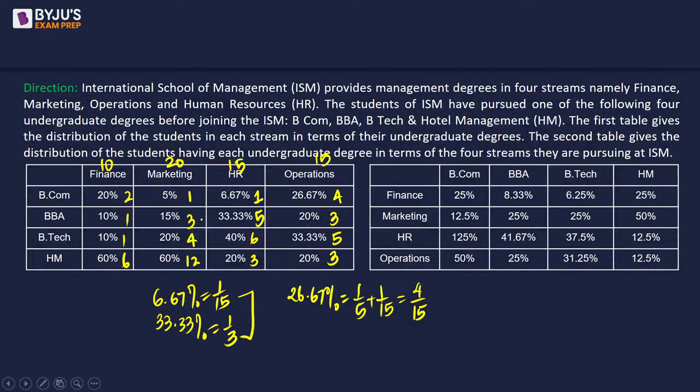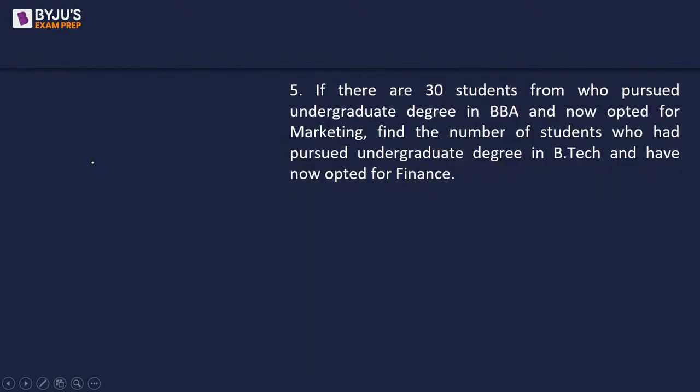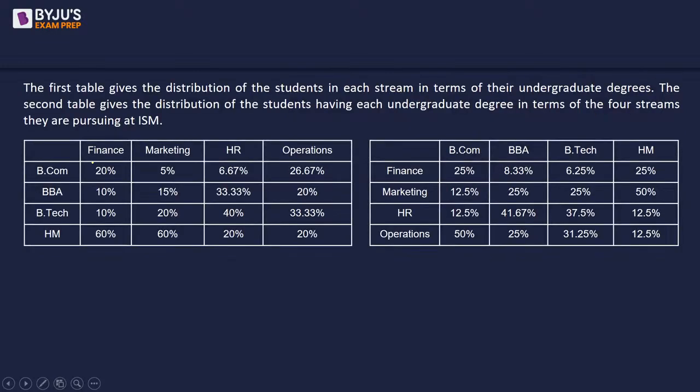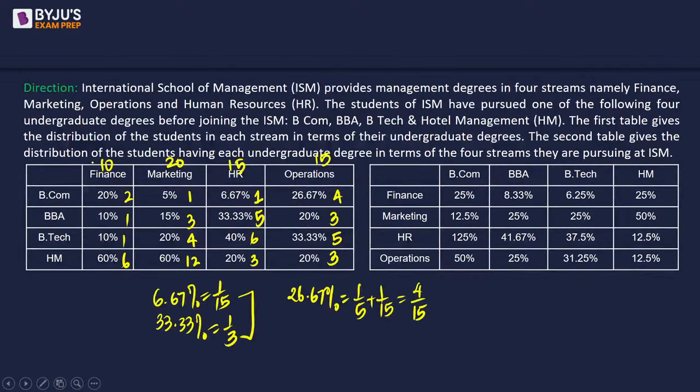But we are not sure that there are exactly 10 people in finance, there are 20 people in marketing, there are 15 people in HR, there are 15 people in operations, right? So what we can do is, let's look at the question. If there are 30 people from here, then how many people will have? So question is more about if this is possible. So let's take the minimum.